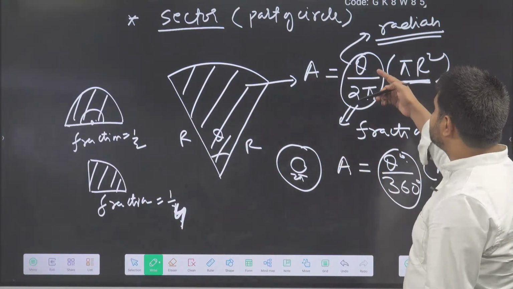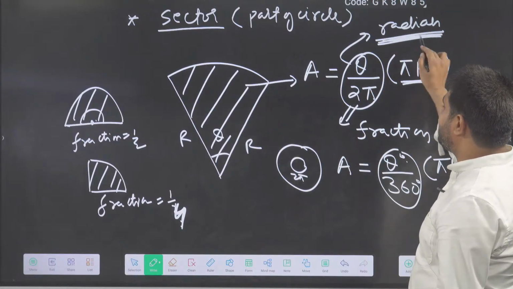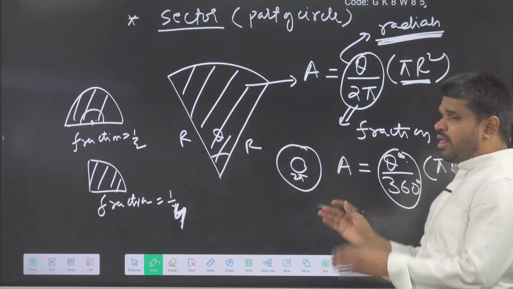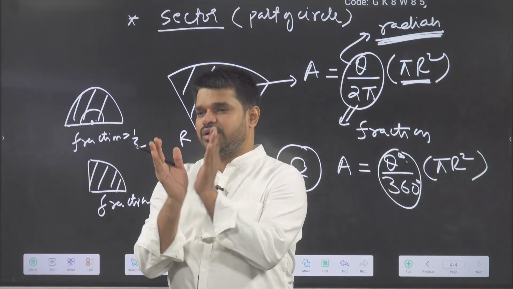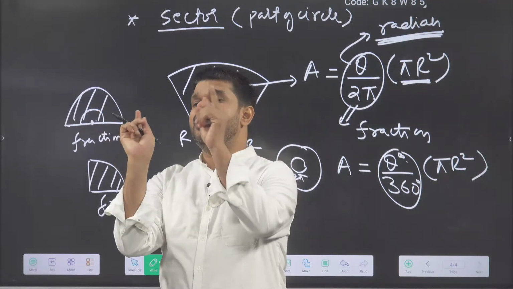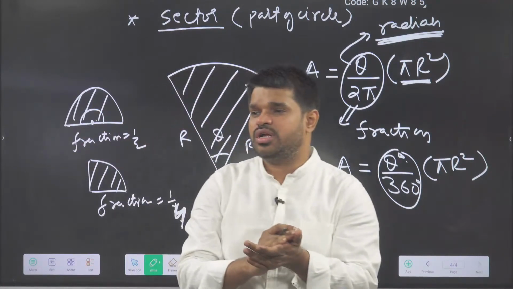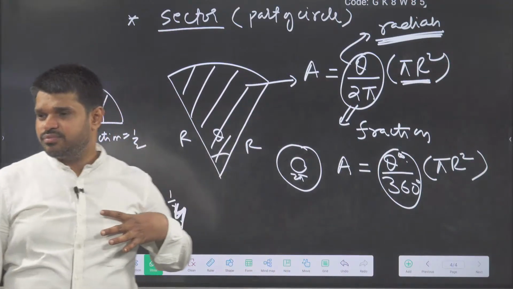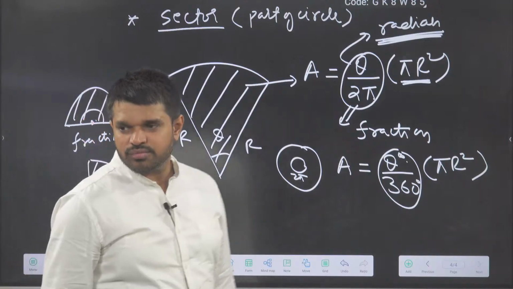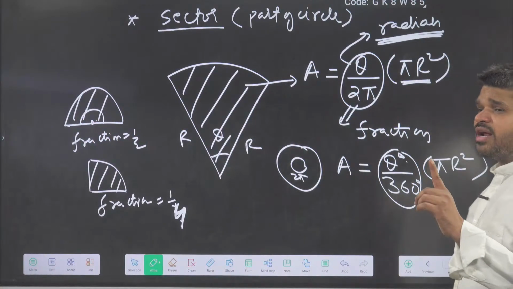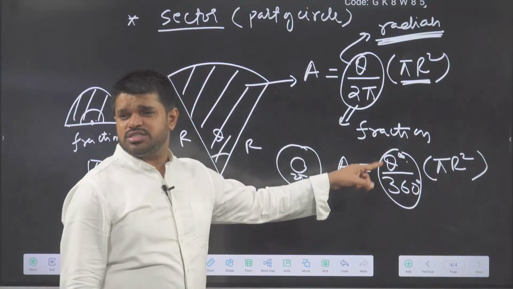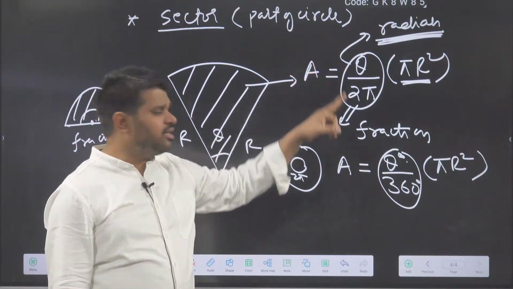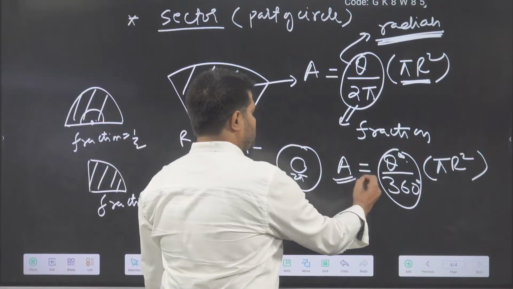So this first term, theta by 2 pi when you take theta in radian, is a fraction. Theta by 360 degree is also a fraction. The fraction that this sector is of the total circle multiplied with the area of the circle gives you the area of the sector. Write it fast. Understood? Those who are comfortable with degree should use this result. Those who have a little confusion with radian, don't use that result, use this one. So prefer this one.